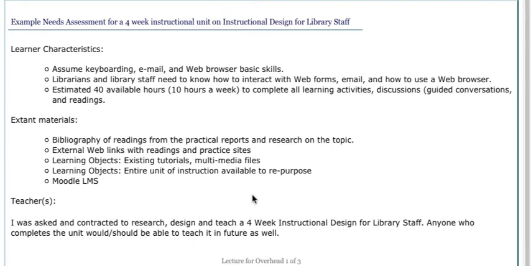The extant materials: bibliographies of readings from all sorts of practical reports and research on the topic, external web links with lots of readings and practice sites. You can see these in your own reading list for this course.